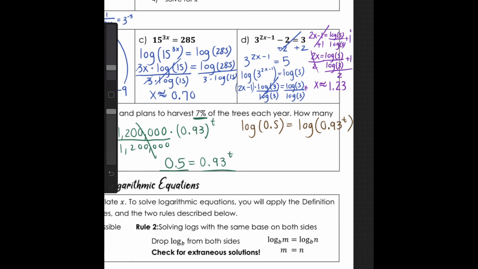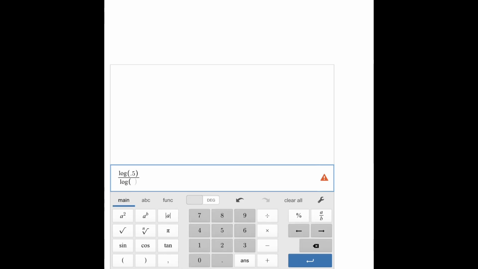And now we're going to have to apply our exponent rule here. So the exponent rule says our exponent becomes a product on the outside of our log, which we're going to do. And now we're just solving for t like it's any other variable. So we divide both sides by log of 0.93. And it's going to cancel out on our right, which is going to come out to be approximately 10.